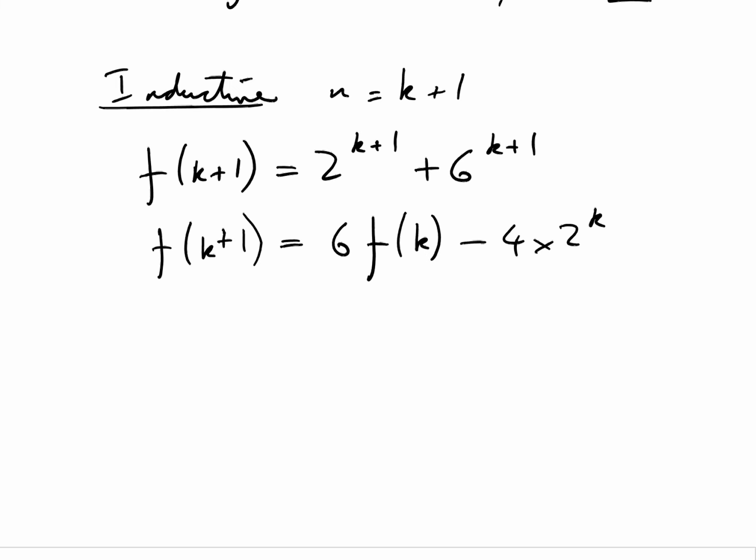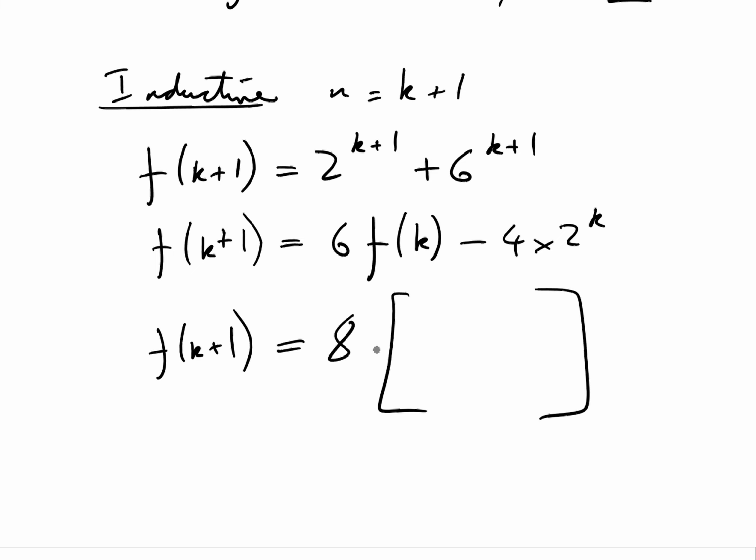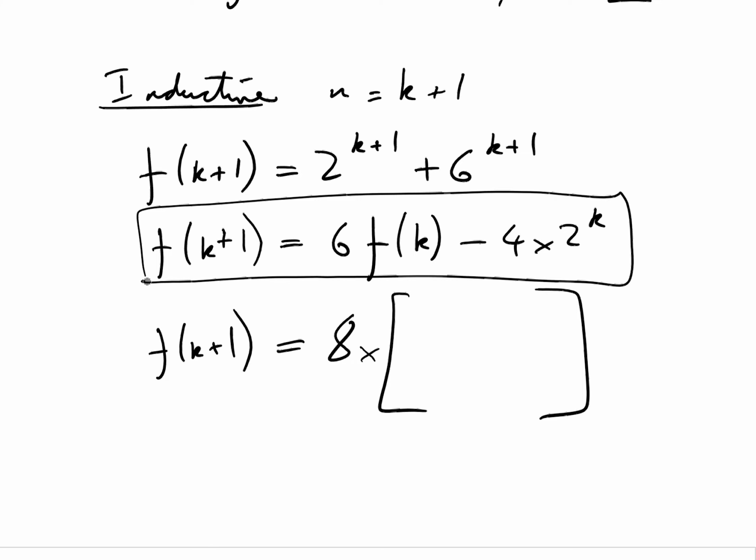And then we basically just go on and fiddle with this. What we're after is that f of k plus 1 is equal to 8 multiplied by something. As long as this number is 8 multiplied by something, then we've shown that it's divisible by 8. So that's what we're after. We're after turning this thing here into this thing here.